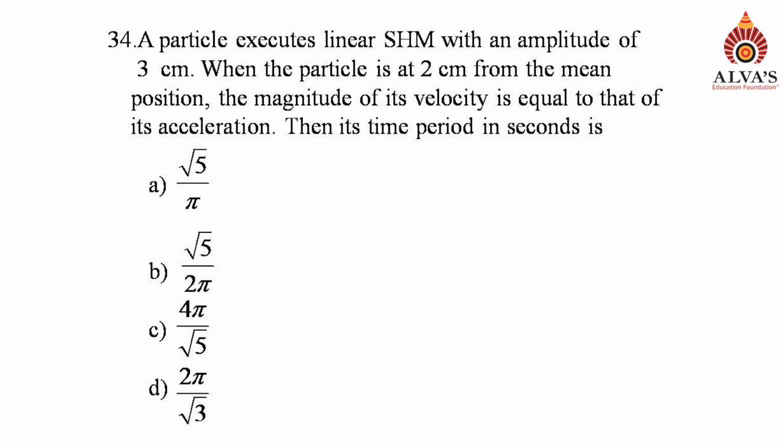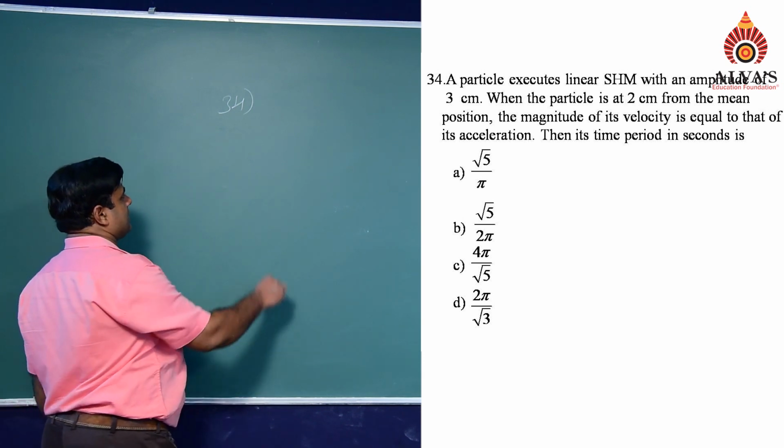A particle executes linear simple harmonic motion with an amplitude of 3 centimeter. When the particle is at 2 centimeter from the mean position, the magnitude of its velocity is equal to that of its acceleration. Then its time period in seconds is. Magnitude of velocity is equal to that of acceleration is given.